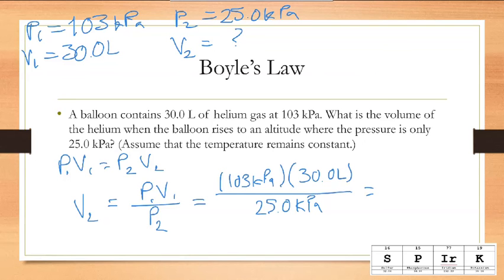When we multiply and divide this out, remember we go for our order of operations. kPa is going to cancel out with kPa, and we're left with a unit of liters. And when we multiply this through, we get 103 times 30 divided by 25, and we're going to go to 3 sig figs, so we have 124 liters. So what that means is when that balloon rose to that high altitude, where the pressure decreased to 25 kilopascals, the balloon is now 124 liters in size.